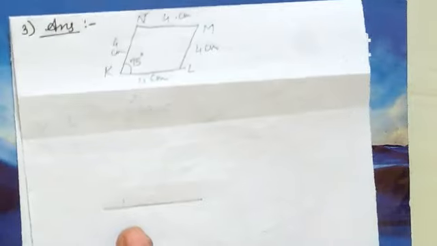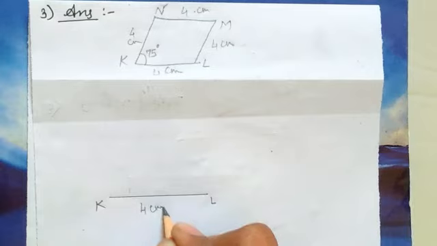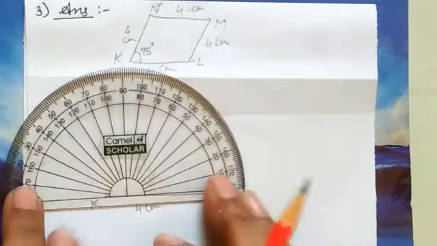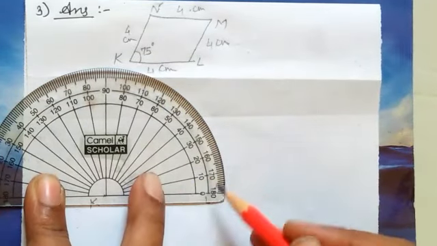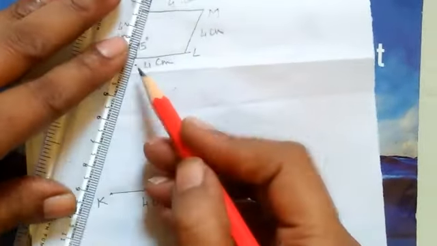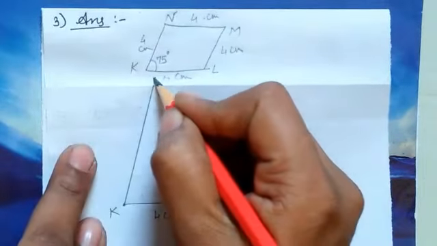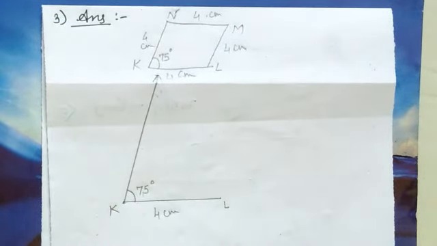Here this is the base, points K and L, which is of 4 cm. Now we can draw the angle K of 75. Zero, 10, 20, up to 70, and this one is 75. Join the point. Put the arrow symbol of 75. Now as we know that all the sides have the same measurement, it means 4 cm.